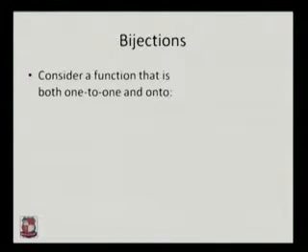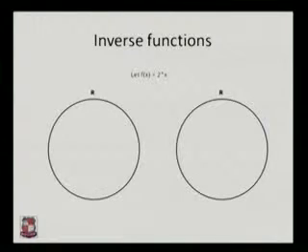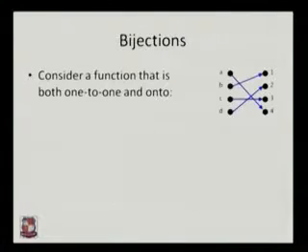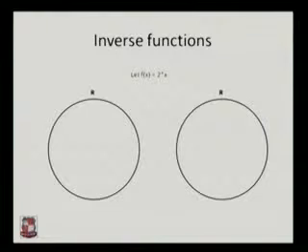Consider a function that is both 1-1 and onto, that is called a bijection. Here this function is a bijection because it is 1-1 and onto.